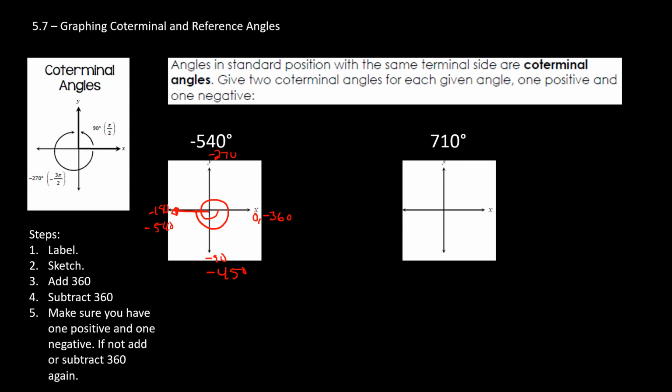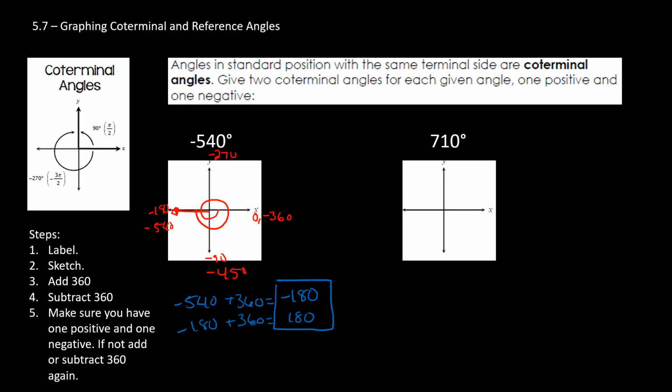Well, to get our coterminals, we'd start off with the negative 540 and let's go ahead and add 360 to that. We get negative 180. So we already have a negative here. So hint, hint, you're not going to want to subtract, because negative 540 minus 360, you're just going to get a negative. So we're going to take this negative 180 and add 360 to it again, which would give us a positive 180. Okay, and these would be your coterminal angles.